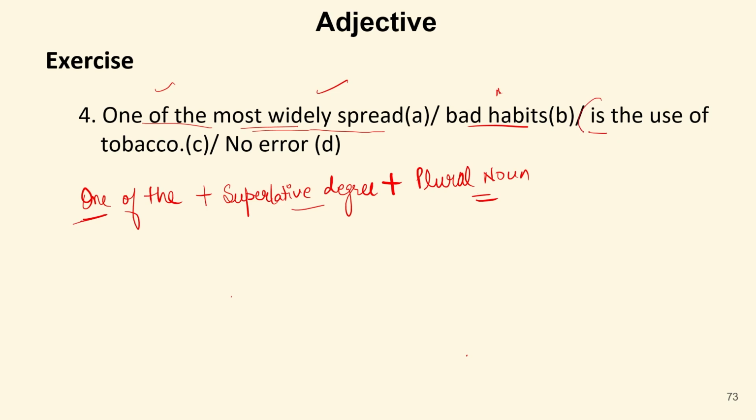Is is also correct because is is a verb which depends on the subject, and the subject is one, which is singular. So the verb is also a singular verb. So the entire sentence is correct. There is no error in the sentence.